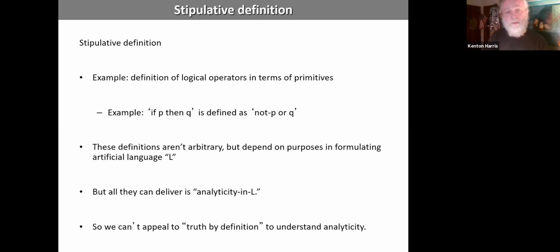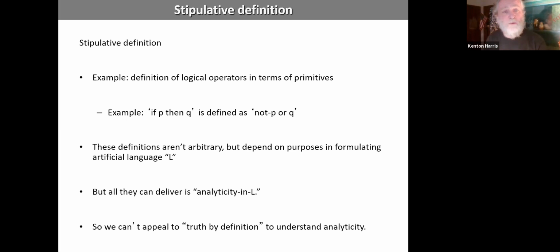And then stipulative definitions, right? Example, definition of logical operators in terms of primitives. If P, then Q is defined as not P or Q, right? So we might stipulate that sort of thing. These definitions aren't arbitrary, but depend on purposes in formulating an artificial language. In this case, this would be truth functional logic. But all they deliver is an analyticity in L.